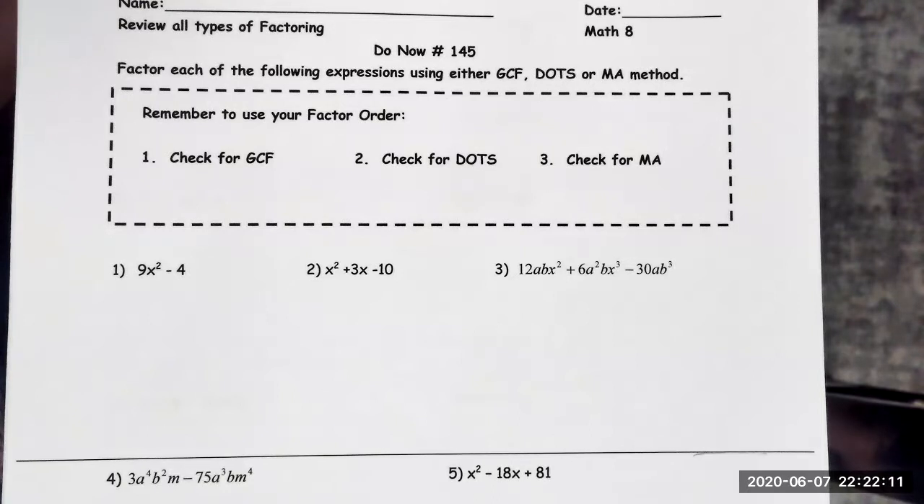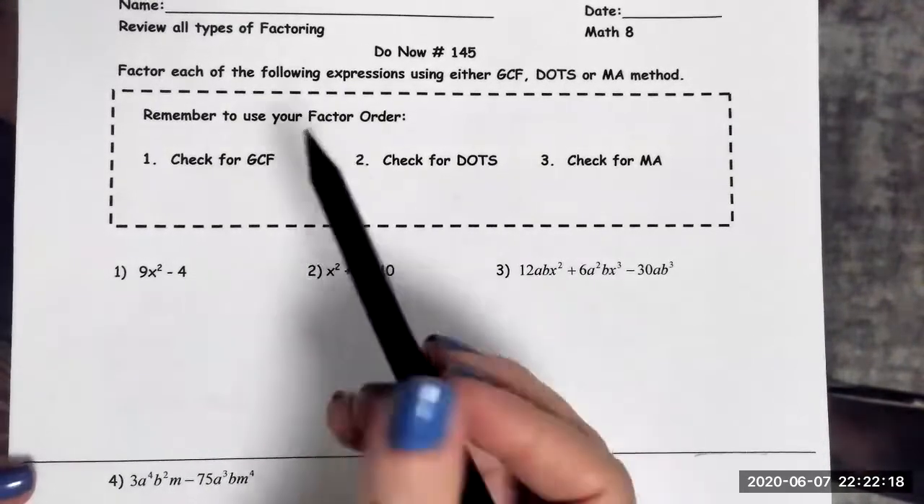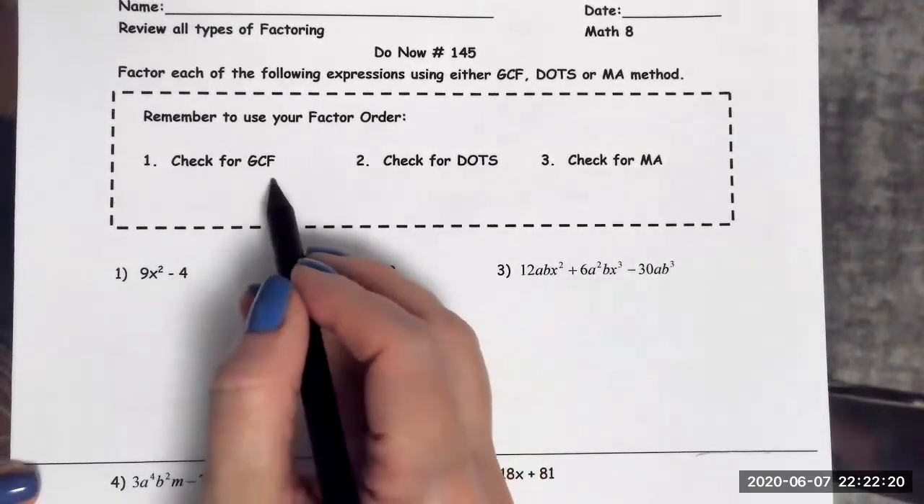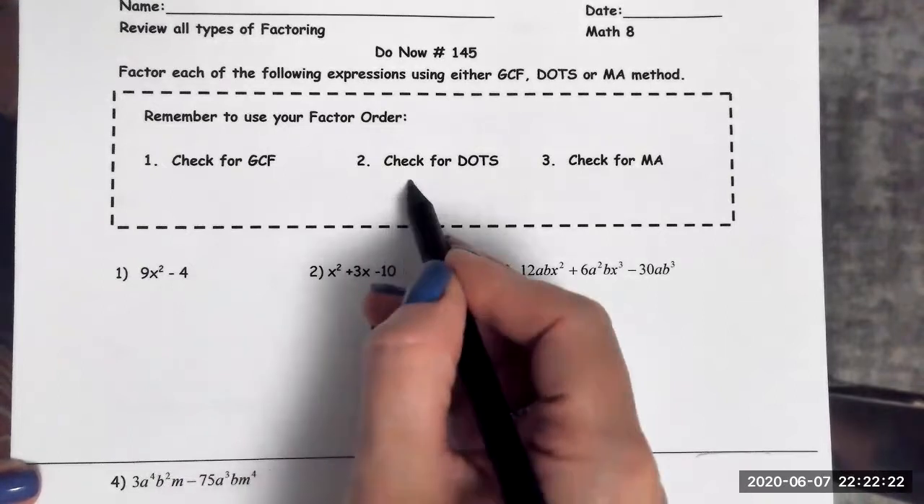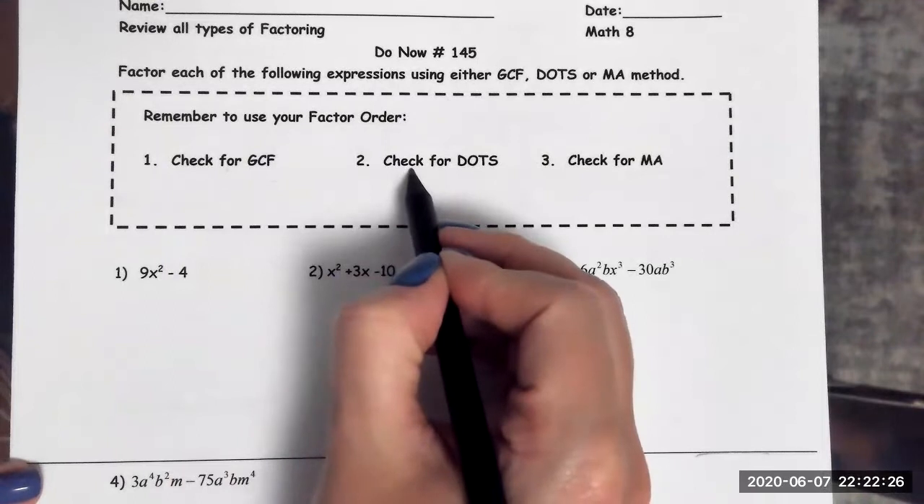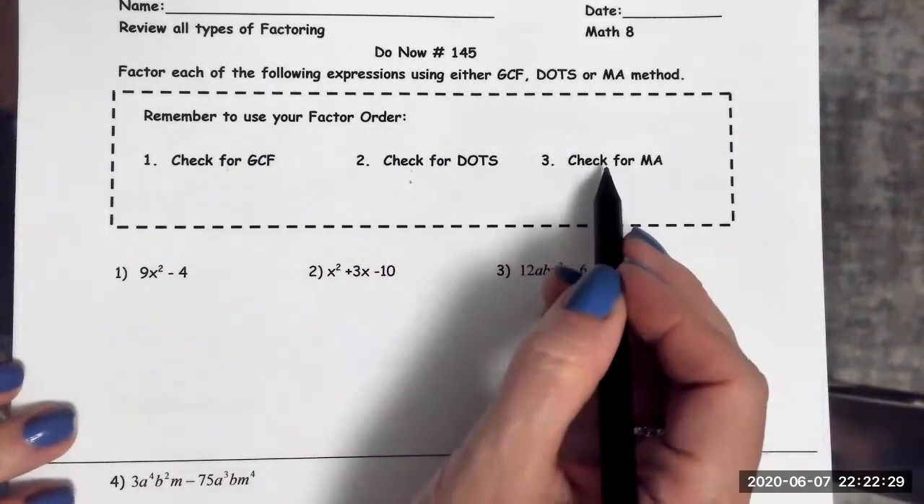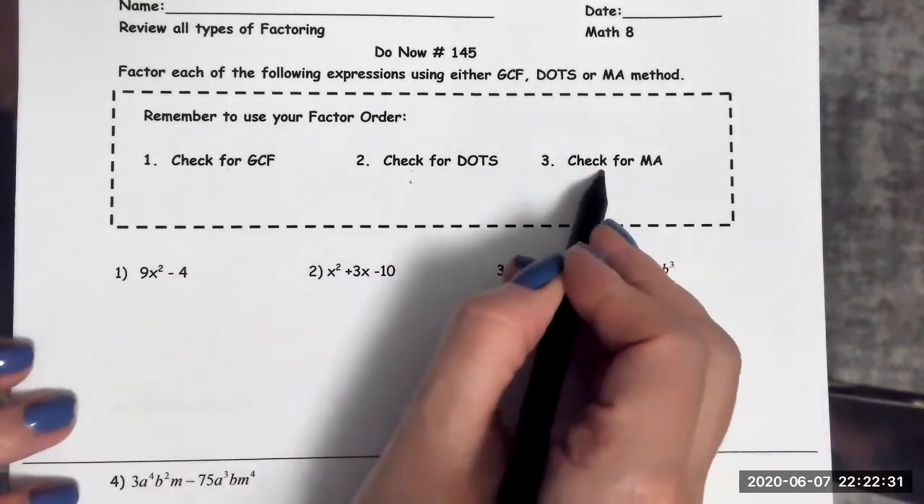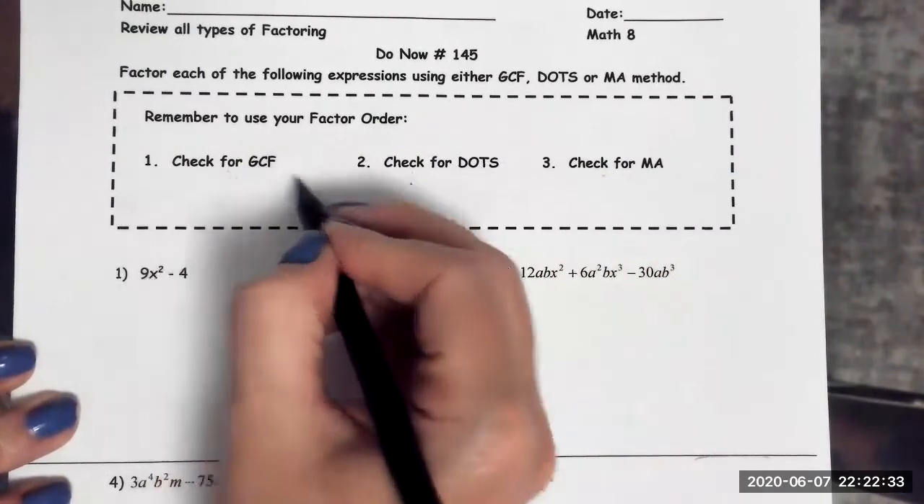So what I want you to know about reviewing all types of factoring is that there is a factor order that I always want you to be checking for. The first thing I want you to check for is GCF. The second thing that I want you to check for after you've noticed that GCF is not possible is DOTS, which is the difference of two squares. And the third thing would be the Ma method. So this is always going to be first.